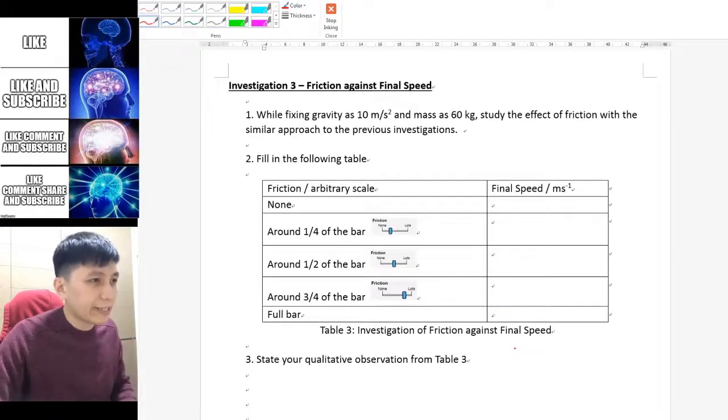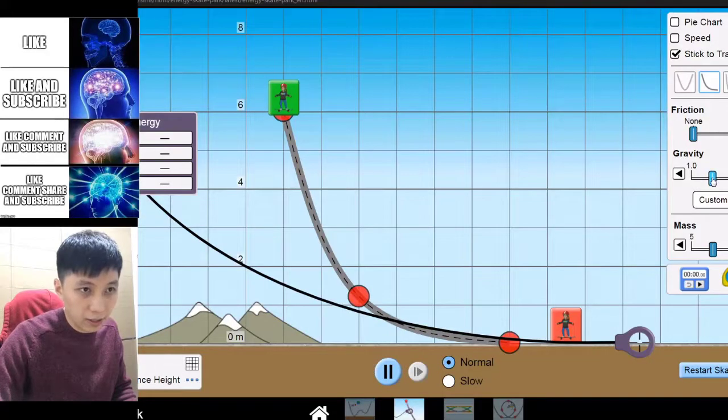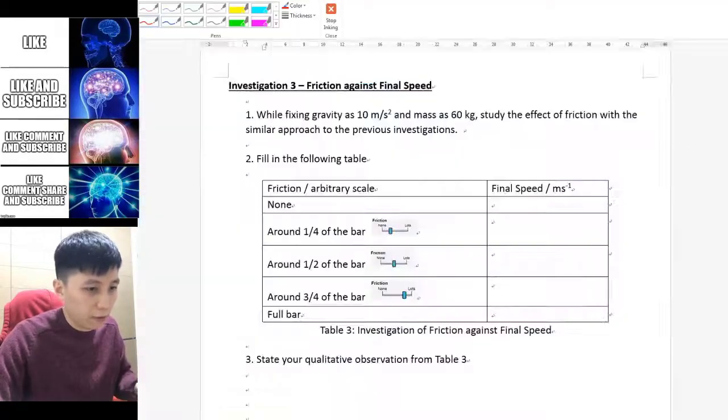Okay, moving on, we will study how friction affects the final speed also. So let's set, as control variables, gravity to 10 and mass to 60 respectively. So okay, back to 60. And again, we will just have to repeat a few trials.